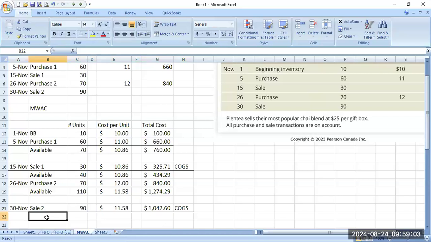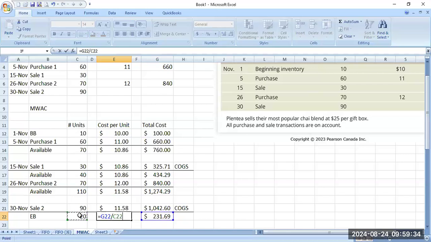The question now is again, what's my ending balance at the end of November? Well, I had 110 before my last sale. I sold 90, so my ending inventory is 20 units. What's the cost of that ending inventory? The cost is what I have available minus cost of goods sold. So how much is my cost per unit? It's the total cost left divided by the number of units that I have in my ending inventory. It's $11.58.